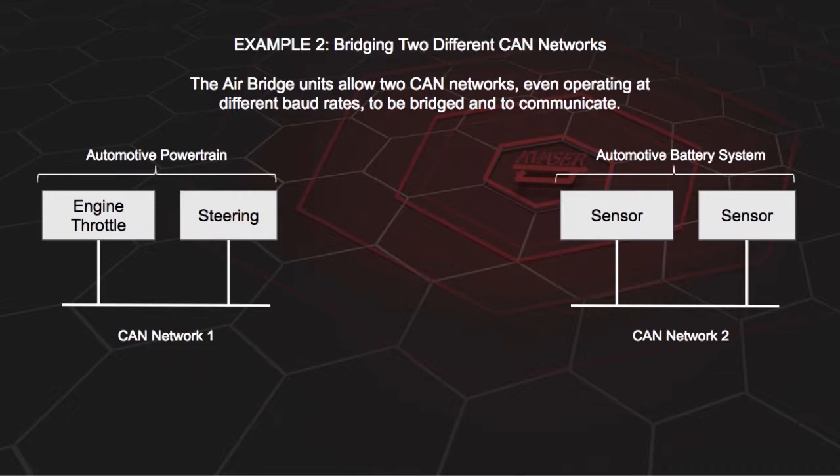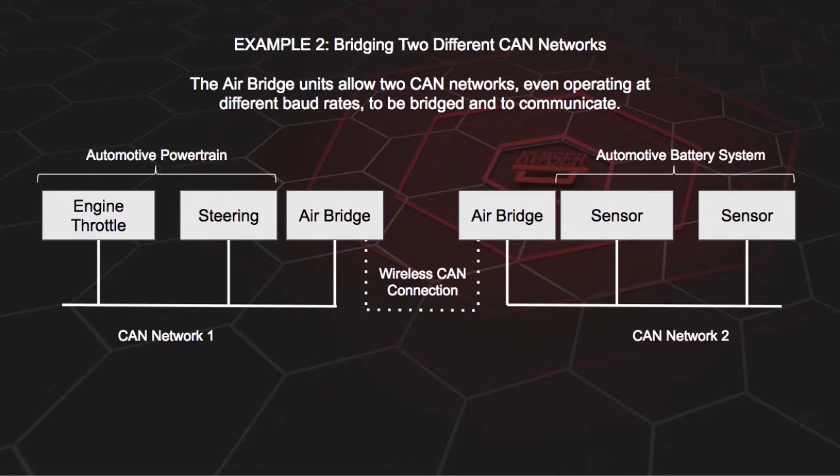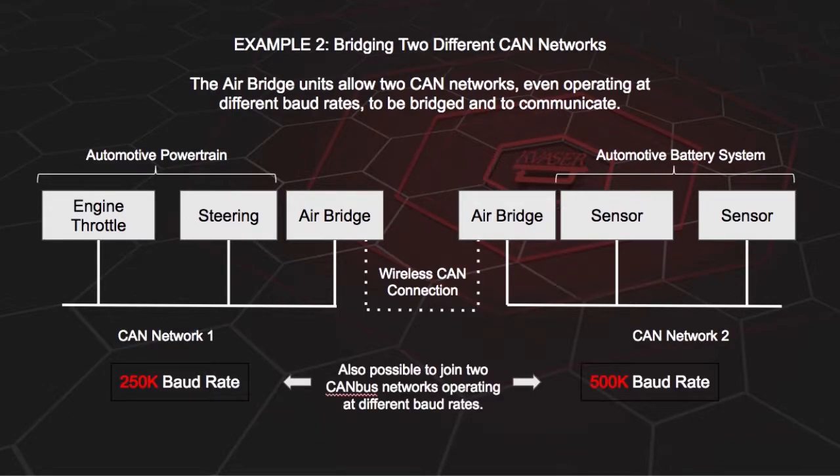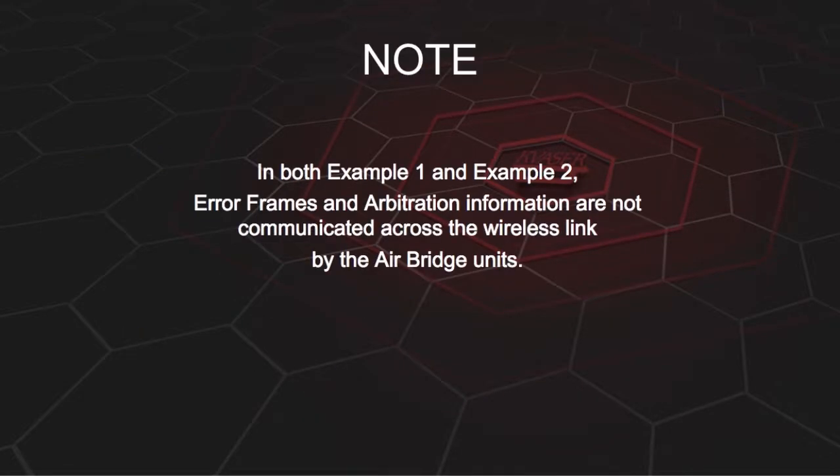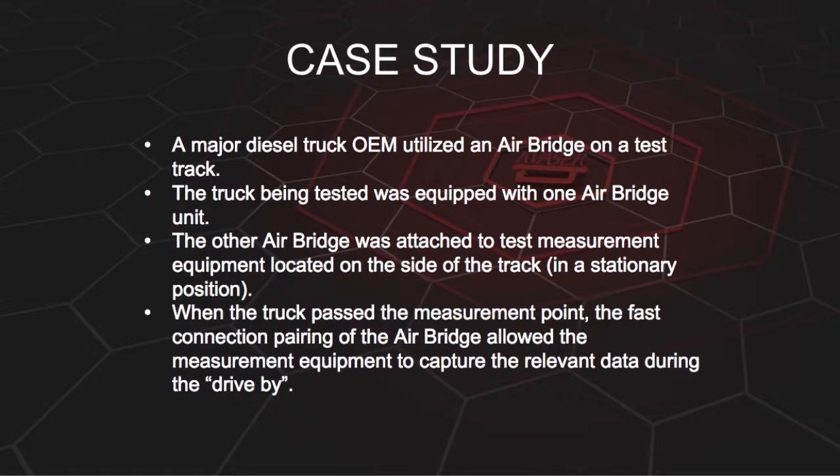An AirBridge can be installed to connect these 2 CAN networks together. It's possible to join them even though they may be functioning at different baud rates. If automotive powertrain is at 250K and automotive battery system is at 500K, the AirBridge units will automatically detect those different baud rates but establish a connection and create a unified CAN network anyway. Note, in both example 1 and example 2, airframes and arbitration information are not communicated across the wireless link by the AirBridge units. Let's wrap up by looking at a few case studies.